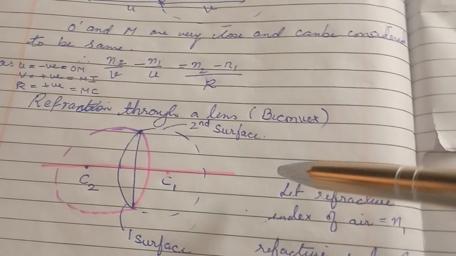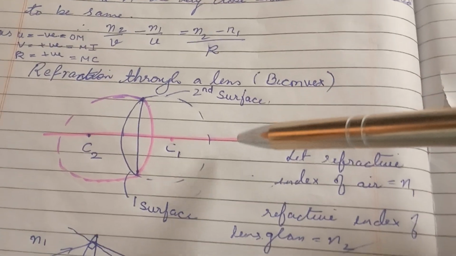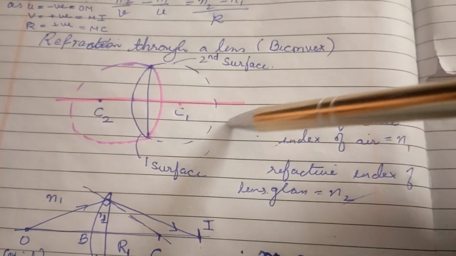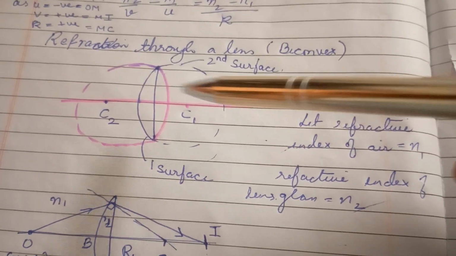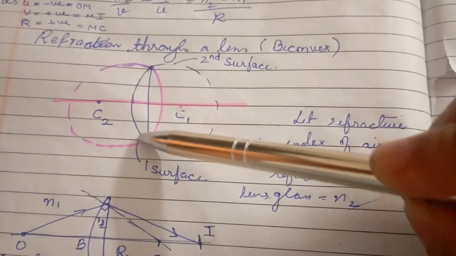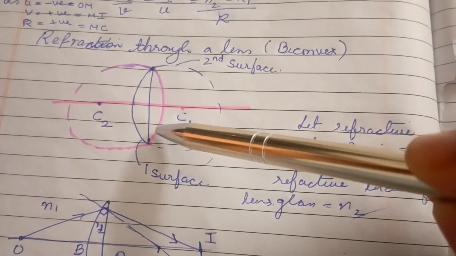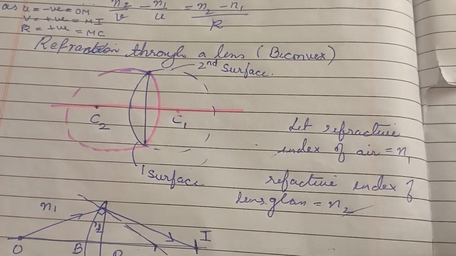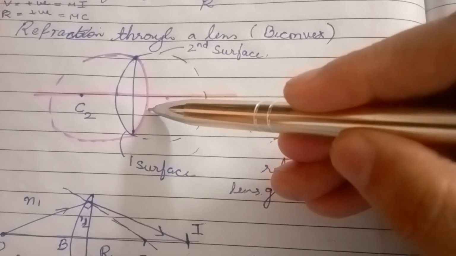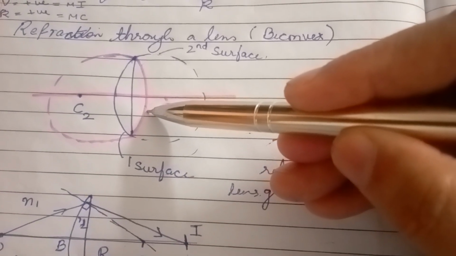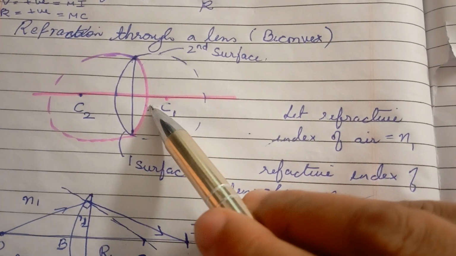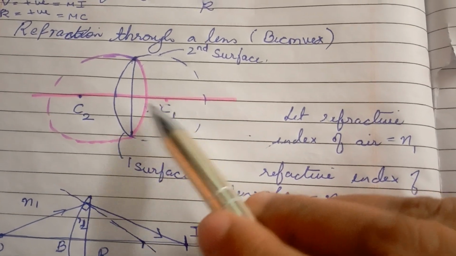So today we'll find out the Lensmaker's formula, and hence we know that in the case of a lens, refraction of light takes place. So here we have got a biconvex lens. Okay, so this is the first surface with the blue ink that is shown, and the red surface shows the second surface. So a biconvex lens can be considered to be formed by two surfaces.